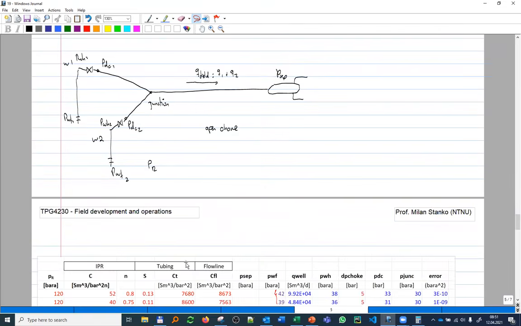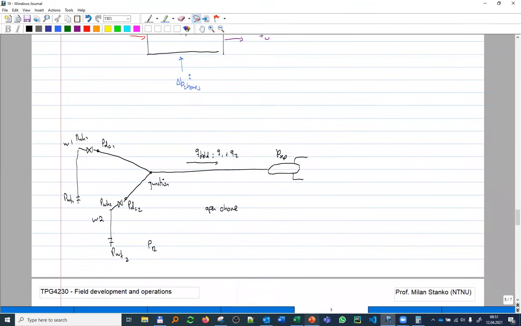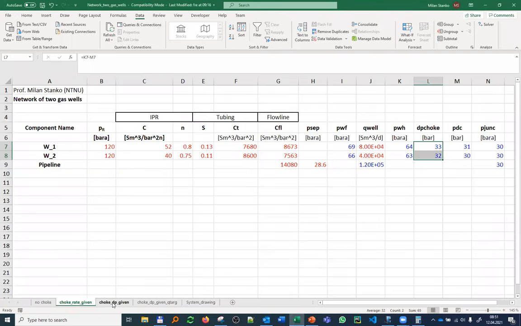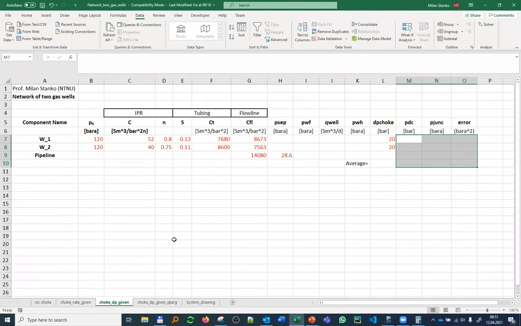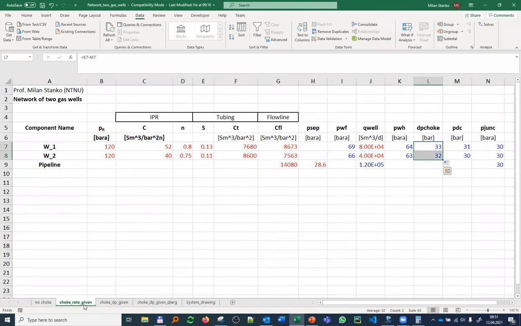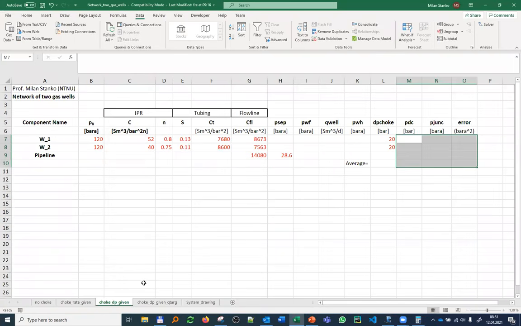Okay, so let's solve that example next, which is now on the third tab here on the sheet. And in this one, you see, it's exactly the same sheet as before. But now we have one more column that says delta P of the choke, which is going to be 20 bar. This is an input now. I'm saying I have the same network, but now I apply a delta P of 20 bar, and I want to see how much I produce.